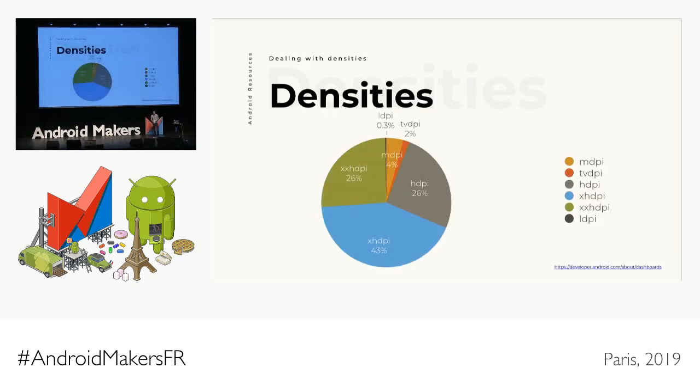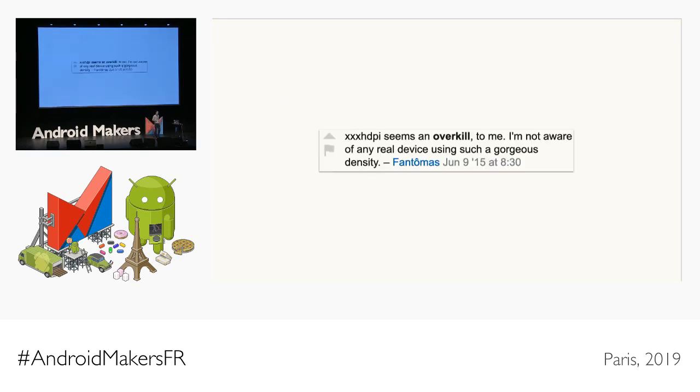So I was looking at the Android developer website to see what densities we would actually need to support, and it turned out that this is totally not up to date. I was looking then on Google and Stack Overflow, and somebody was saying that in 2015 XXXHDPI is an overkill and we have no device like this. Well, they exist since 2016, probably.